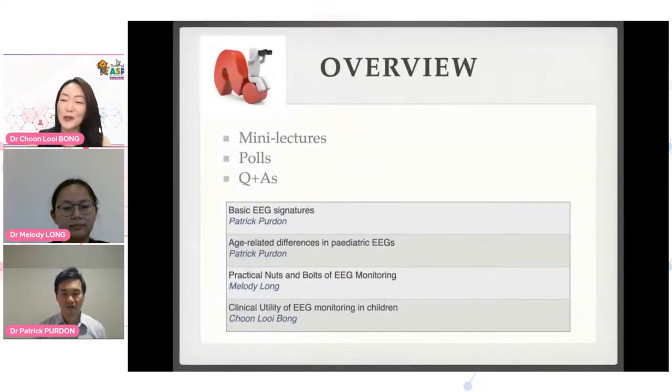So here's how we're going to do this. We will have a series of mini lectures, interspersed with polls, because we really like to know your opinions about EEG monitoring. So we will also have a Q&A after Patrick's lectures. And then we can take some questions, because I know you're going to have questions. Okay, and then we also will have a Q&A at the end. We'll see how we're doing for time. Okay, I really hope that we have a lot of time to take questions.